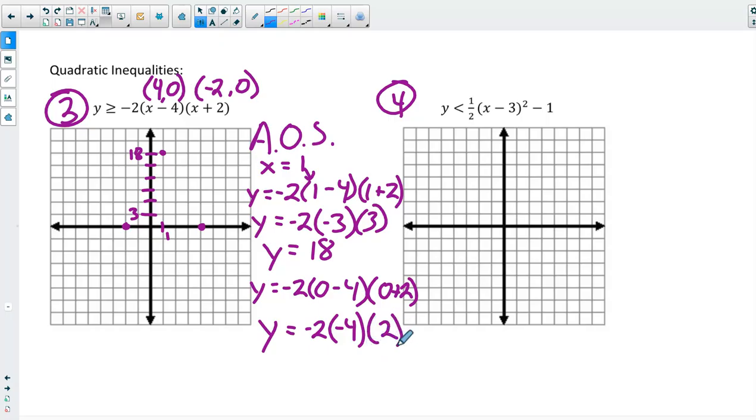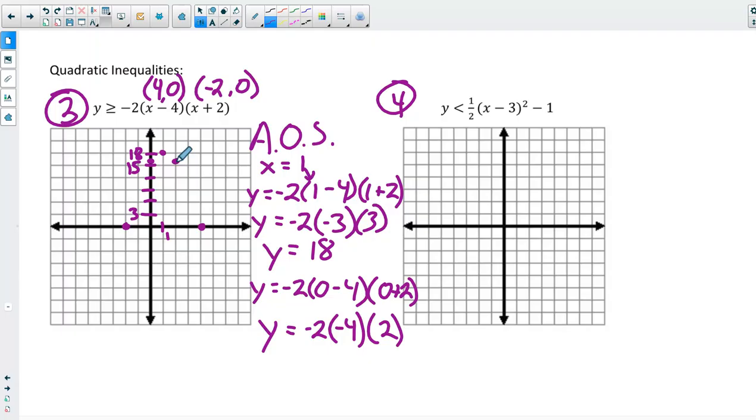And what do you get for that? 16. So this is 15 right here. So 16 is going to be just a smidge above on both sides. Dashed or solid? Solid. Would you agree with me that the more difficult part is actually just getting all these points than actually knowing if it's solid or dashed? Because that's the new thing today.